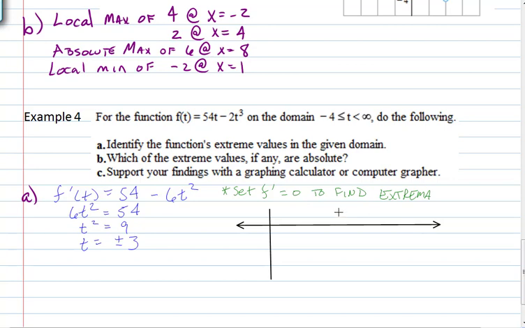And another one. Alright, so the first interval is going to go from -4 to -3, -3 to 3, and 3 to infinity. Why did I start this at -4? That's where the domain starts. Alright, so between -4 and -3 is -3.5. I want to look at what the sign of the derivative is.